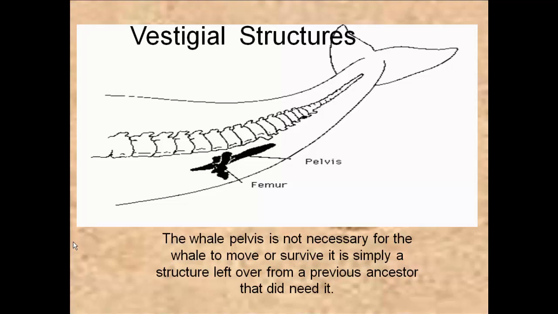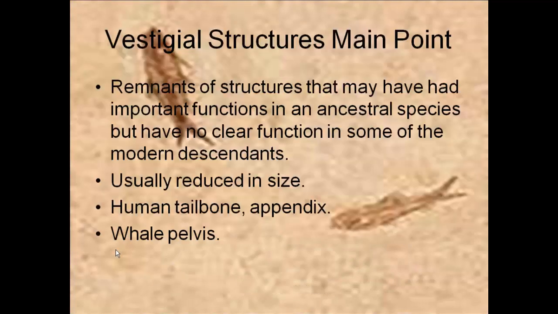But I'm going to move on now. So any questions on those? So, structures that organisms have that have been minimalized. Okay? So here we go. Here's the main point. Remnants of structures that may have had important functions in an ancestral species but have no clear function in some of the modern descendants. Usually reduced in size, and just examples that I gave, human tailbones, appendix, whale pelvis.